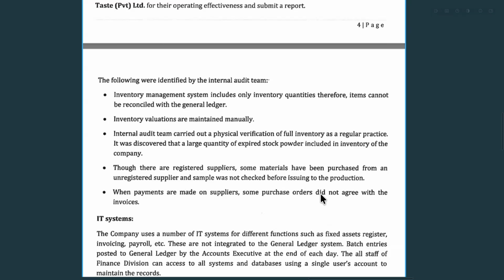The suppliers will send the invoice for the demand of the payment. So we have to check in the invoice, in the GRN, in the purchase order, the quantities and the goods are the same, as well as the values are the same or not. So even though the purchase orders didn't agree with the invoices, some payment was made to the suppliers. It means even though there are controls, they are not doing it, right?